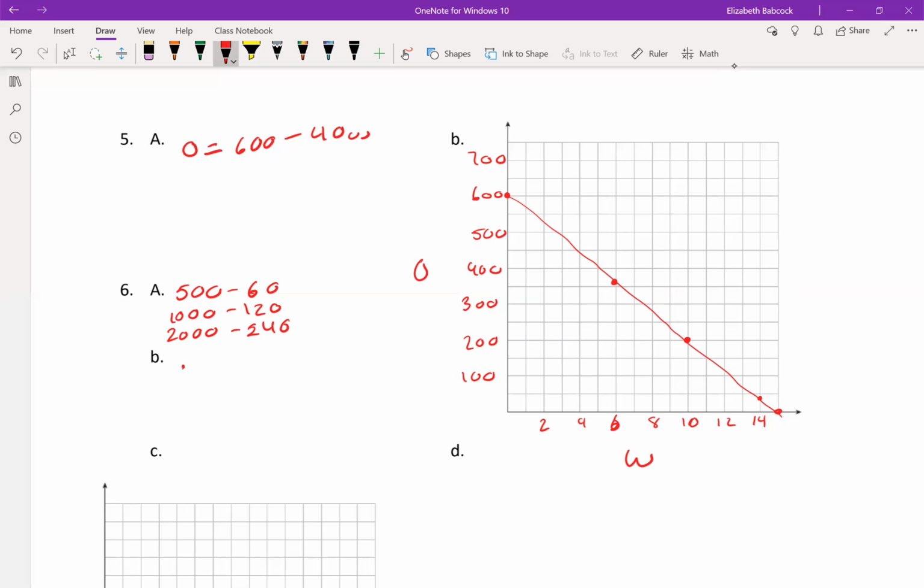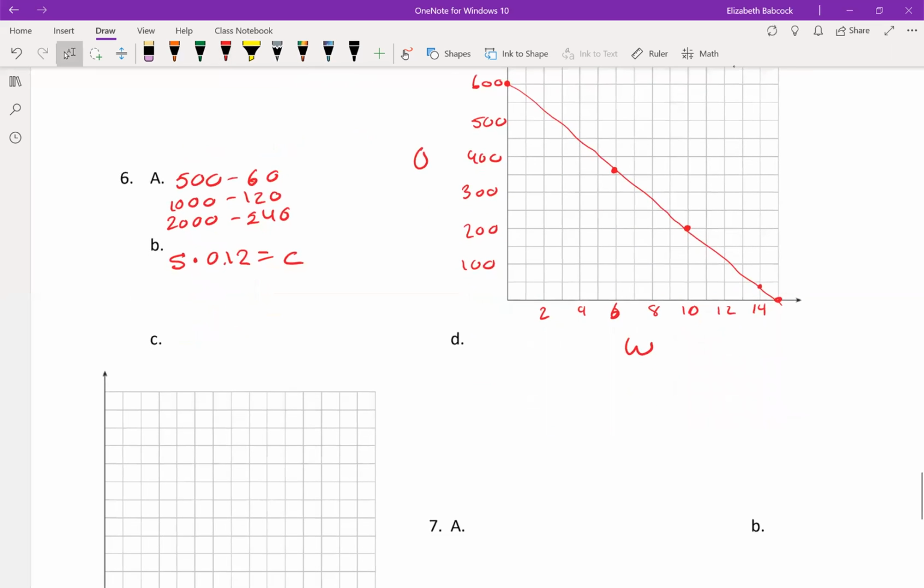Sales times 0.12 equals his commission. What is the independent variable? The independent variable is sales, because he doesn't get commission if he doesn't make sales, but other people can make sales. It's not related. It's not reliant, sorry. Okay, next we need to graph it.